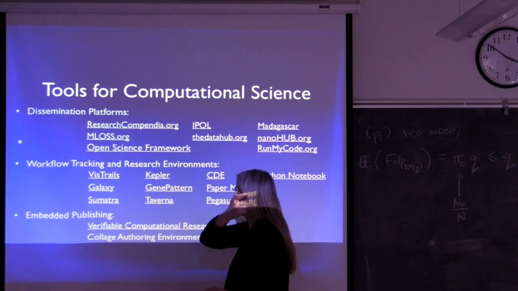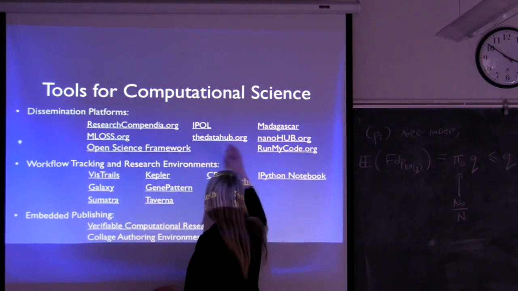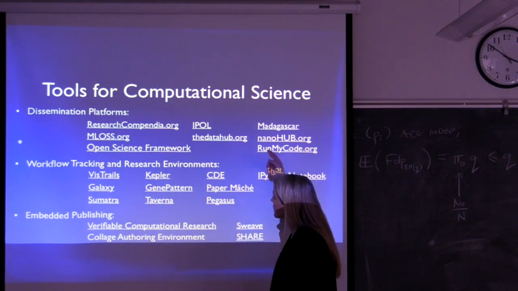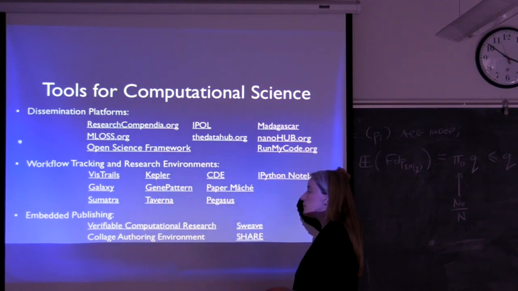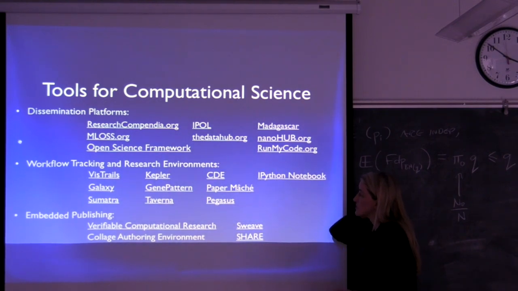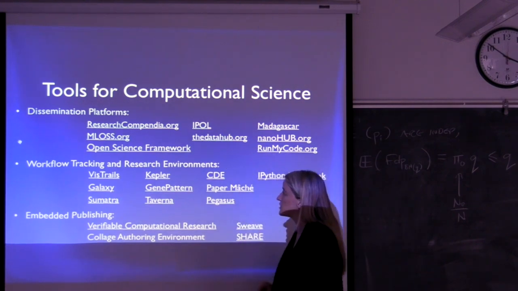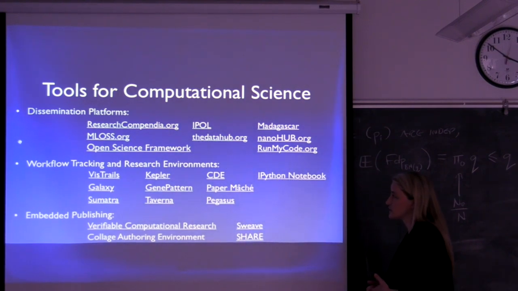There's quite a lot here. The one that I've been working on, Research Compendia, I've been doing some work on Run My Code. I'll show you a few of these. Some of them are just amazing. Like IPOL is really amazing. Open Science Framework is really amazing.